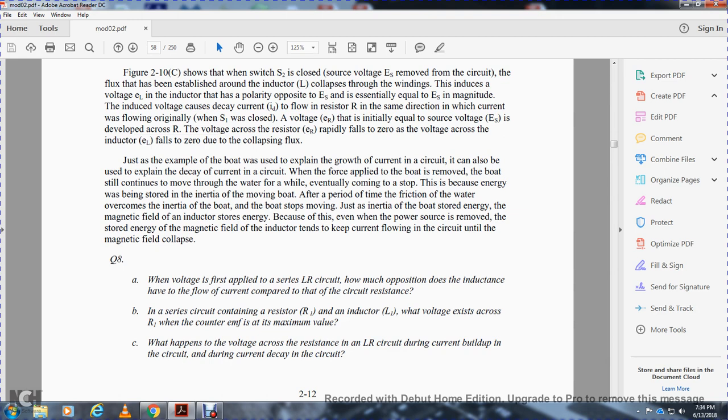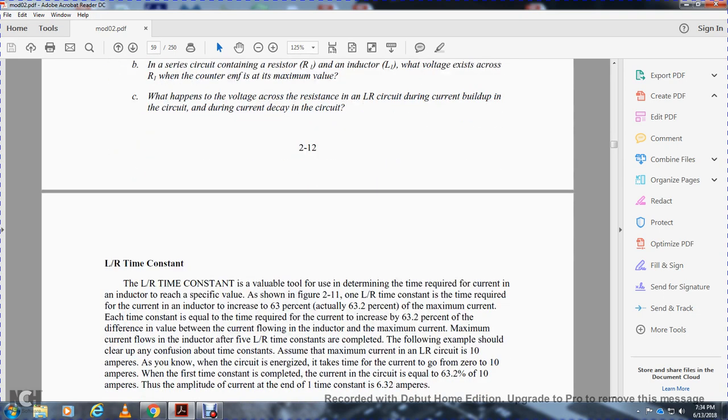What happens to the voltage across the resistance of the inductor-resistor circuit during the current buildup in the circuit, and during the current decay in the circuit? All right, the L/R inductance over resistance time constant is available to determine the time required for the current in the inductor to reach a specific value, shown in Figure 211.